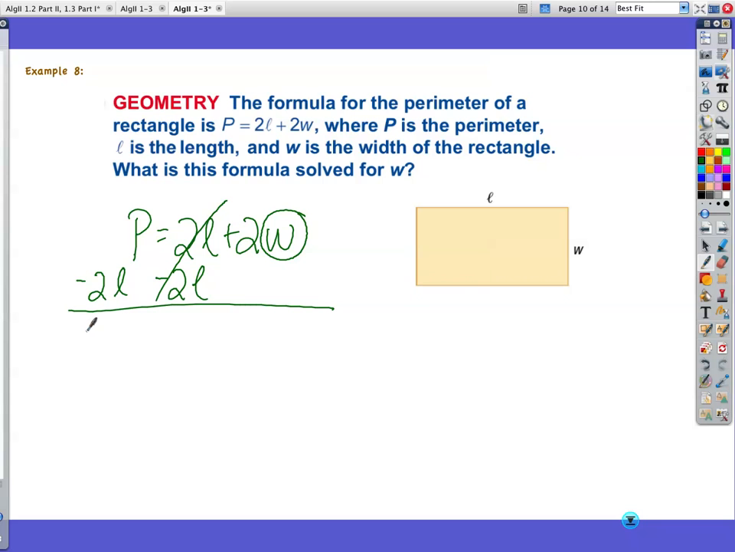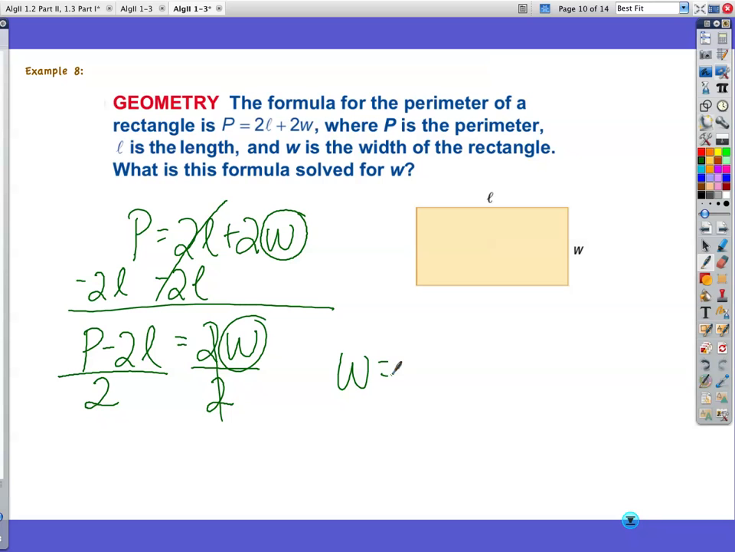P minus 2L. I cannot combine that in any way. It's just P minus 2L equals 2W. Now, I need to get W by itself. So I divide this side by 2, divide this entire side by 2. So now W equals (P minus 2L) divided by 2. This is the answer I'm going to want right at this point. We're going to leave it like this and call it good.